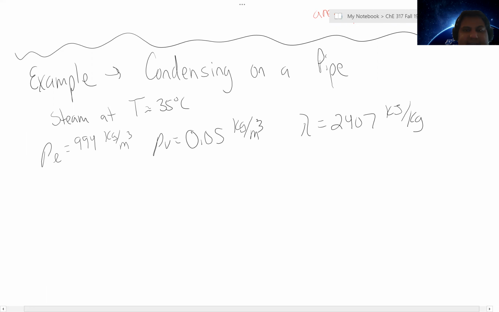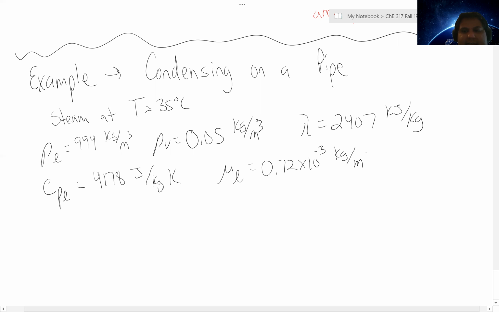The heat capacity is approximately 4178 joules per kilogram Kelvin. The viscosity is 0.72 times 10 to the minus 3 kilograms per meter second. And the thermal conductivity, I think this was the last one we need, is 0.623 watts per meter Kelvin.